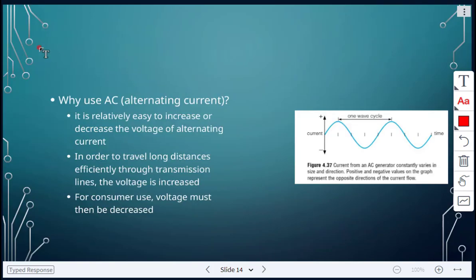Why use AC or alternating current? It's relatively easy to increase or decrease the voltage of alternating current, and in order to travel longer distances efficiently through transmission lines, the voltage is increased. For consumer use, the voltage then has to be decreased. That's why alternating current is used, and that's how it's supplied to our homes.